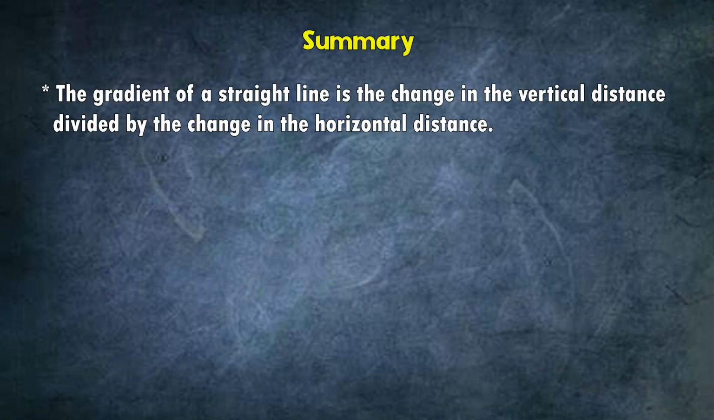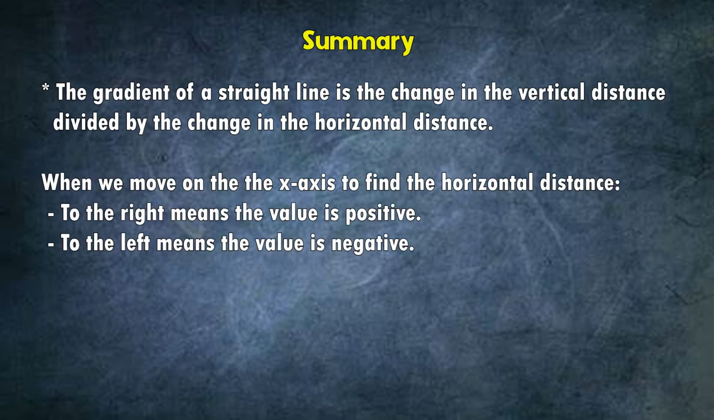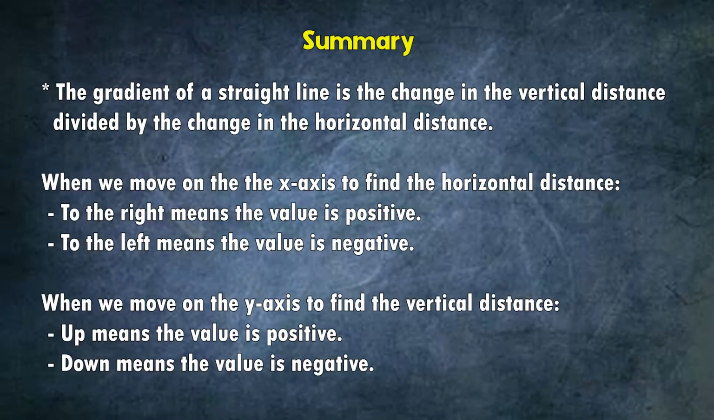To summarize today's lesson, the gradient of a straight line is the change in the vertical distance divided by the change in the horizontal distance. When we move on the x-axis to find the horizontal distance, to the right means the value is positive and to the left means the value is negative. When we move on the y-axis to find the vertical distance, up means the value is positive and down means the value is negative.